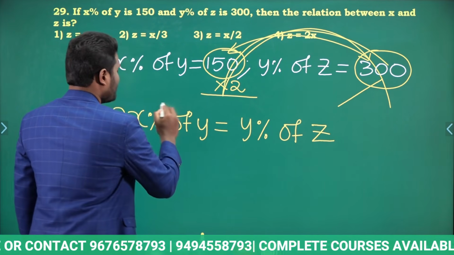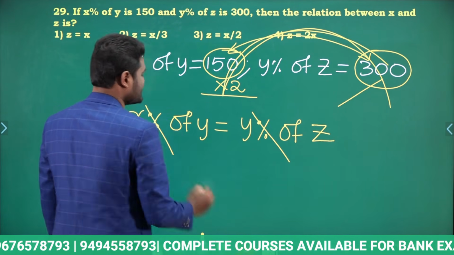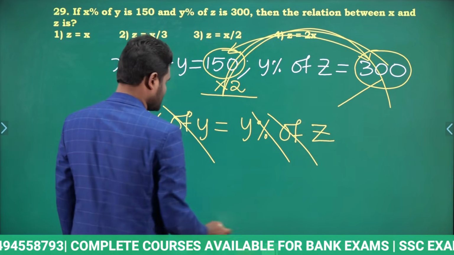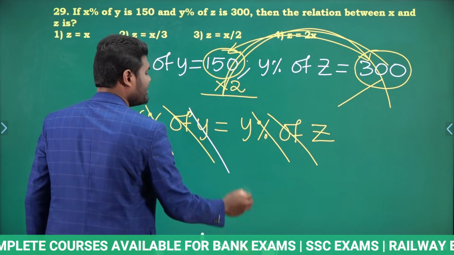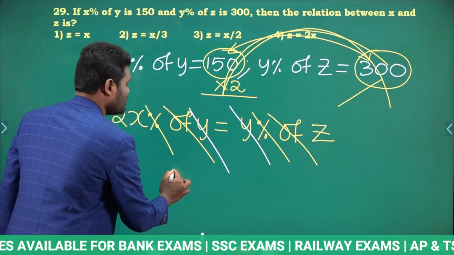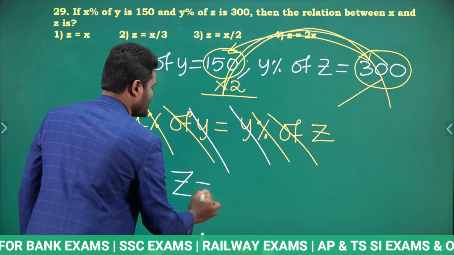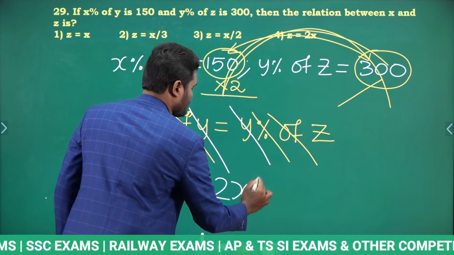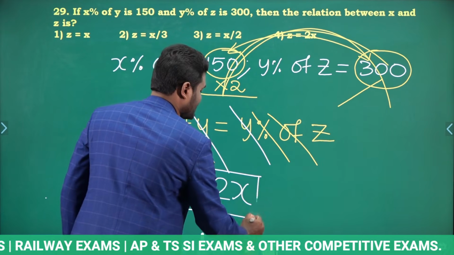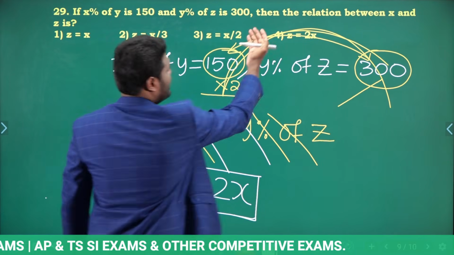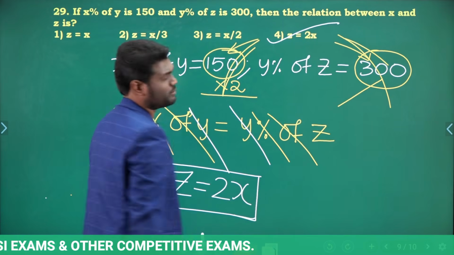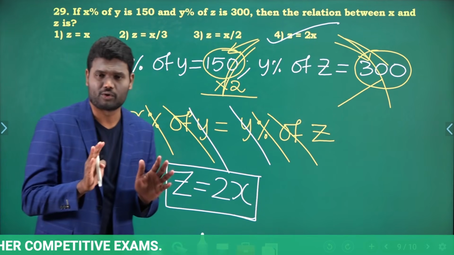Now percentage gets cancelled, of gets cancelled. Yes or no? Similarly, y gets cancelled. Finally, you are left with z is equal to 2x, which means the relation between z and x is z is equal to 2x, which is option 4. Very, very simple question.